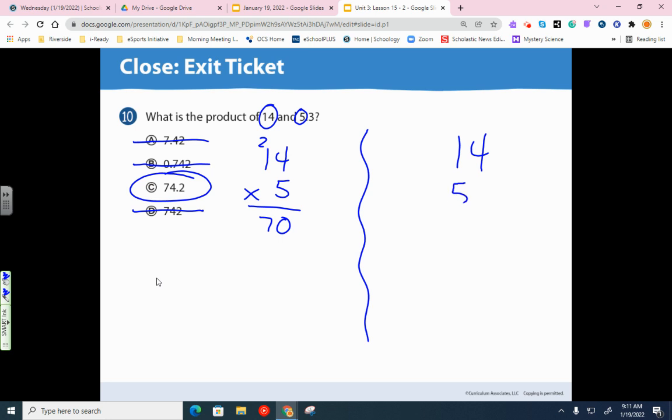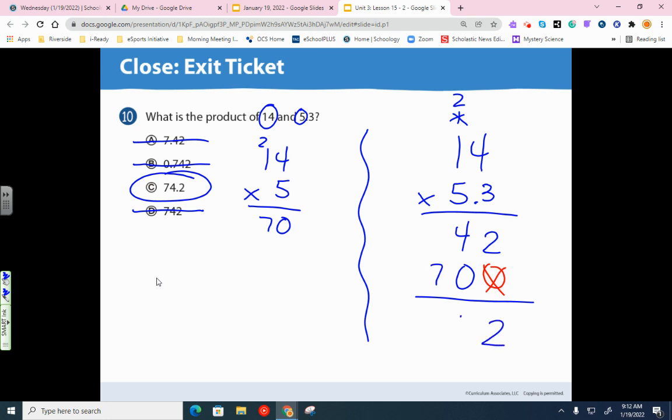Let's do 14 times 5.3. 3 times 4 is 12. 3, 4. Placeholder 0. 5 times 4 is 20. 5 times 1 plus the 7. And look at that, I got 742. However, our factors determine the place values. We've got 1 place value here, so this is going to go right there. Right on that spot right there. Good. So that confirms our answer.